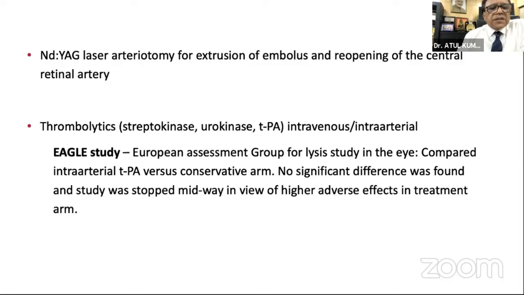The EAGLE study had actually talked about thrombolytics, TPA, streptokinase, urokinase, and they compared intra-arterial TPA versus a conservative arm. No significant difference was found. The study was stopped midway in view of high adverse events. So the EAGLE study showed that TPA had no effect, whether given intravenously or intra-arterially.